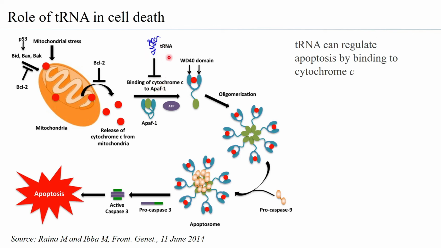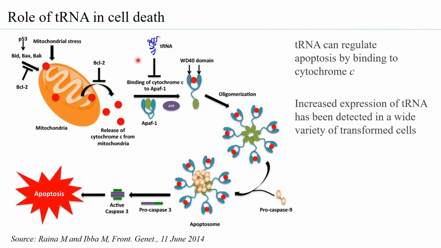So how is it regulated? The tRNA can bind to the cytochrome C, and when tRNA binds to cytochrome C, it cannot bind to APAF1. And if cytochrome C cannot bind to APAF1, you cannot have an apoptosome formed. And if you don't have an apoptosome formed, you don't have a procaspase acting on it, which will activate further caspase 3, and this caspase 3 will then lead to apoptosis, that is the death of the cell. So it is very clear over here that the tRNA is stopping the apoptotic pathway at this point itself by interacting with cytochrome C.